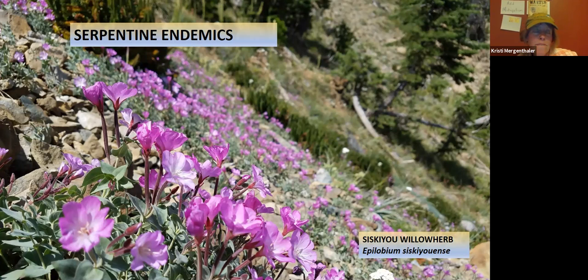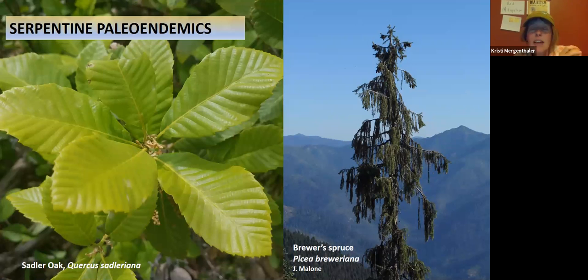The endemics come in different flavors. Many of you are probably familiar with the paleoendemics. These are species that once were, under different climate in North America, much, much, much more common than they are today. And now you find them in the mountains of the Klamath-Siskiyous, particularly the Western Klamath-Siskiyous, where there's more precipitation than where I live in the Ashland section of the Klamath-Siskiyous. So the shaggy, iconic Brewer spruce and the wonderful shrubby Sadler oak.